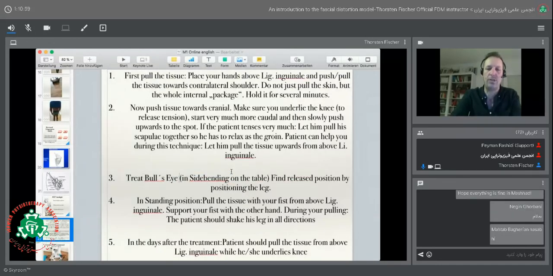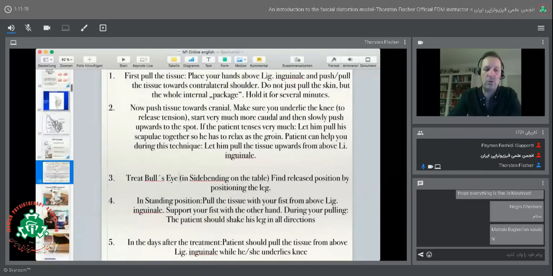I will show you a picture in side bending on the table. And then in the standing position, I don't do this always, but sometimes I push the tissue inside. And yes, they always have a tenderness. You can feel it, and the patient will tell you too. So I will show you the steps.